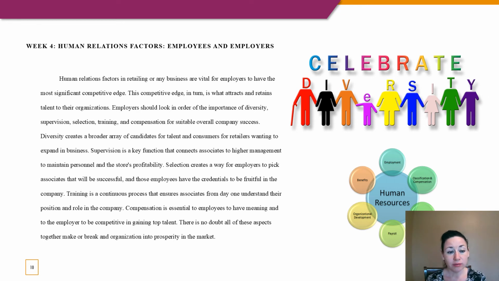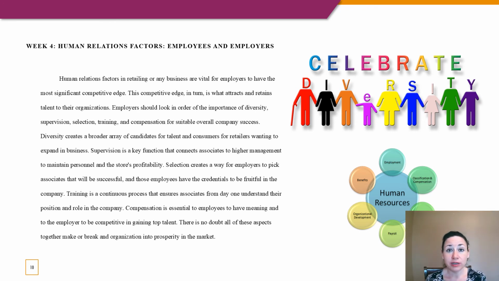So human relationship factors in retail or any business are vital for employers to have. Employers should look in order of the importance of diversity, supervision, selection, training, and compensation for suitable overall company success. So I think it's extremely important here to point out the diversity and inclusion portion employers should do, because whenever you exclude a certain group of people, it has negative consequences to the community and to your business. And hopefully we're moving more toward an environment where we are embracing that. So that is good news.